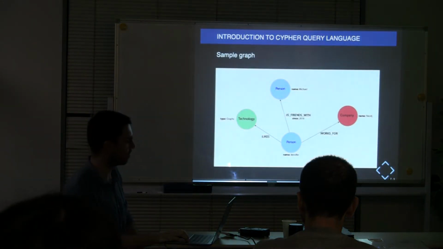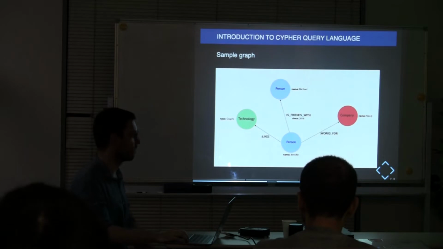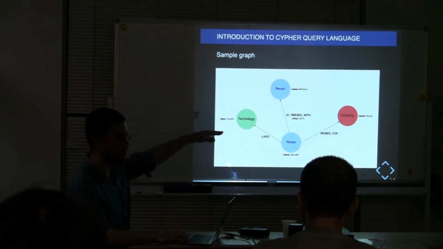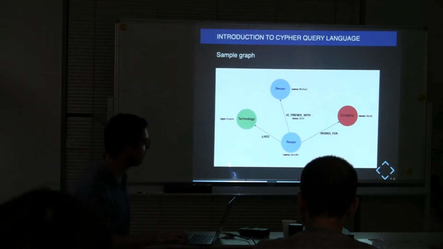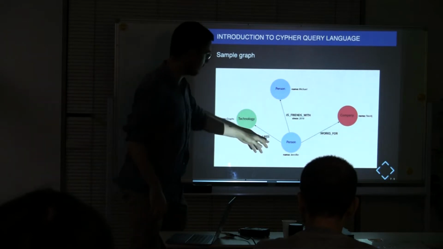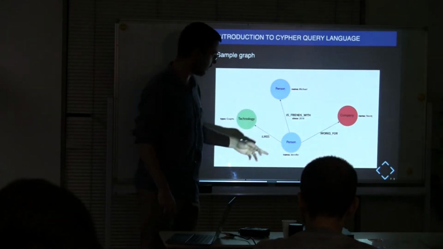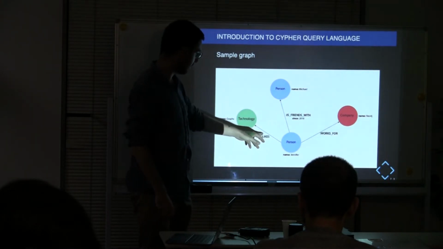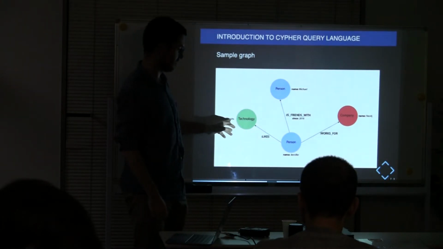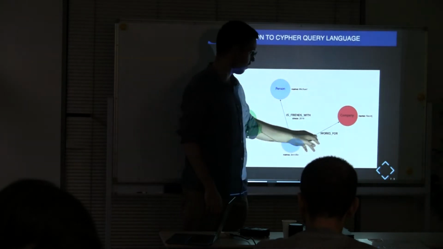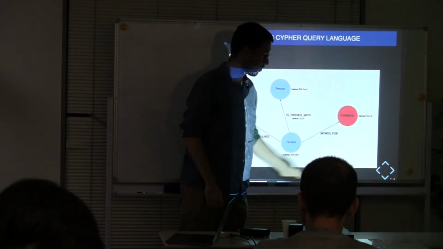So I've prepared a few queries. This is the graph I'll use for the following examples. So you have the person called Jennifer and another person called Michael. Jennifer likes technology, which is graphs, and Jennifer also works for Neo4j.